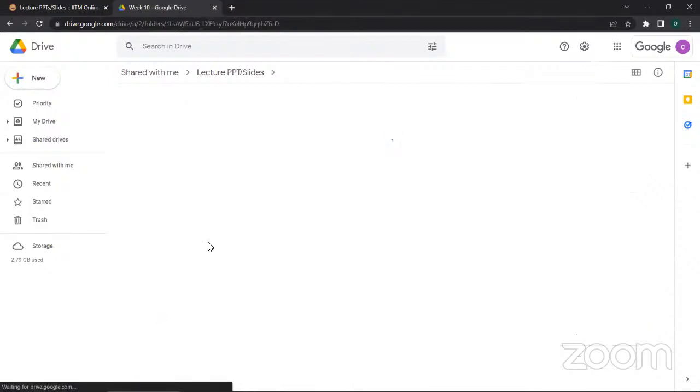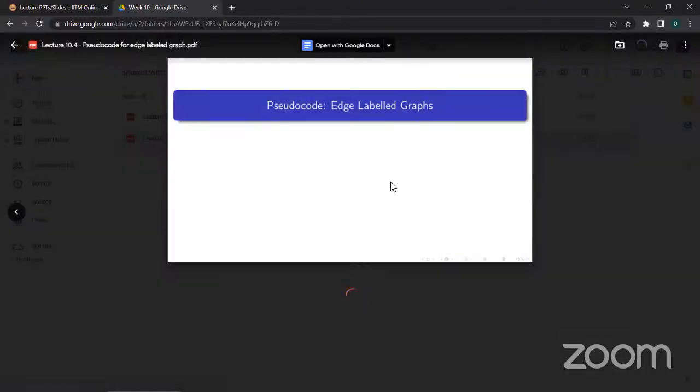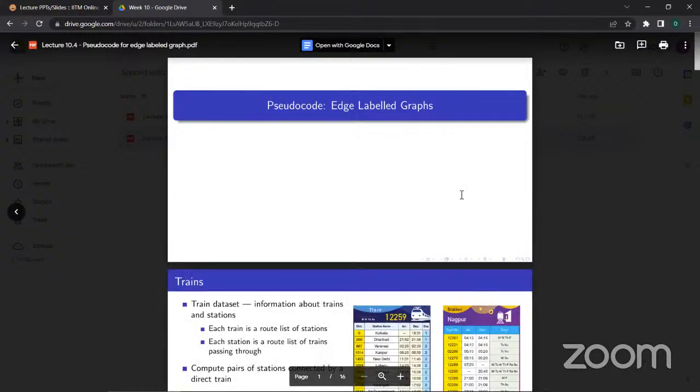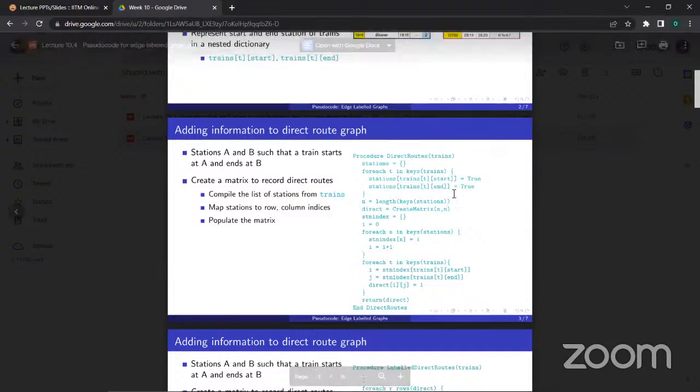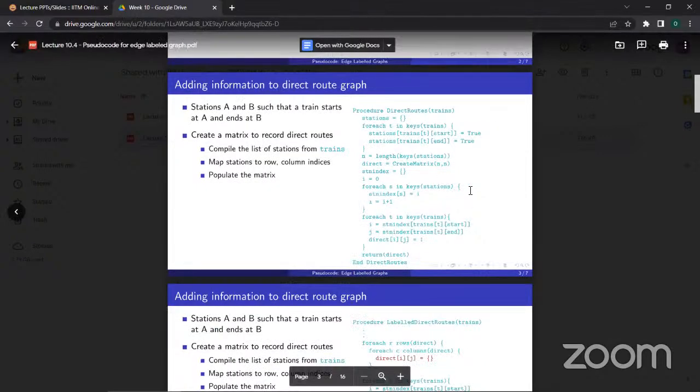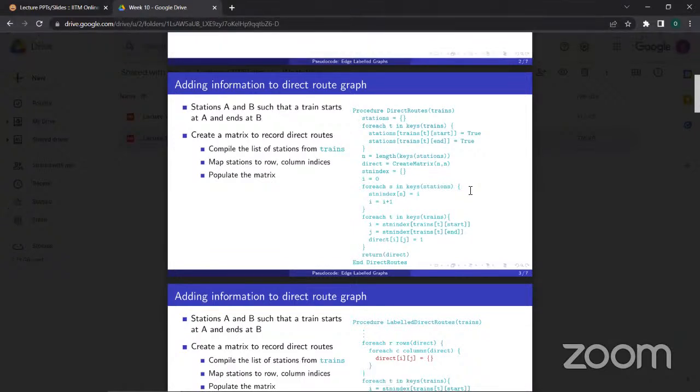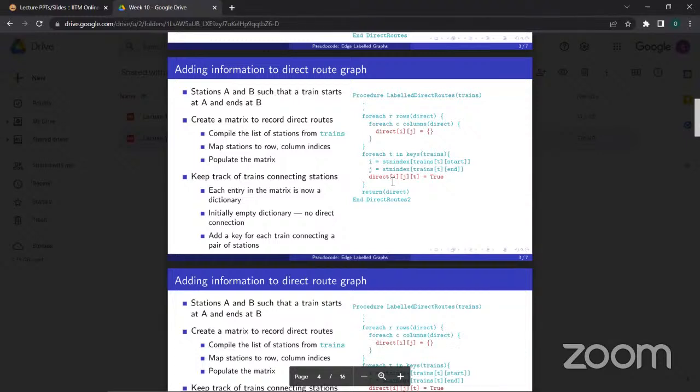Lecture 10.4, right? Right, sir. Okay, it's an edge labeled graph. Do you remember which pseudocode you're talking about? Is this the one or some different one? It is direct[I][J][T] equal to true. Okay, it's really a dictionary. Yeah, IJT is equal to true. Okay, fine.